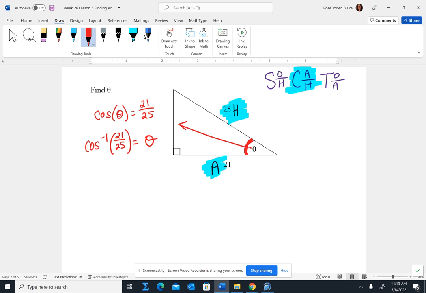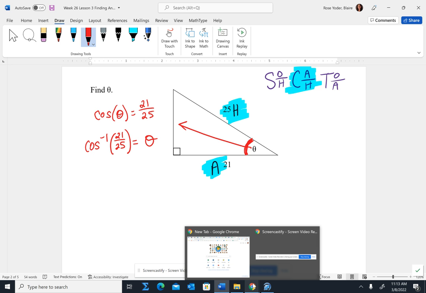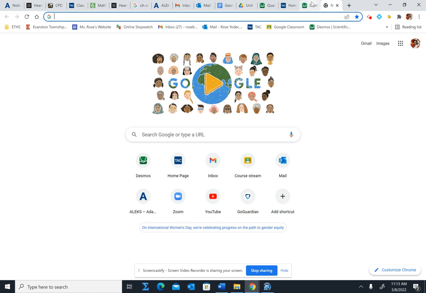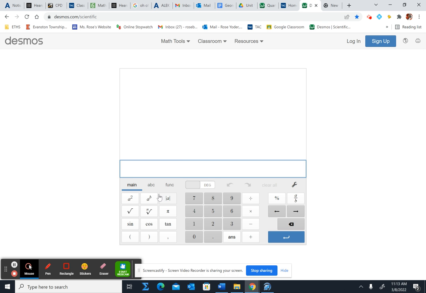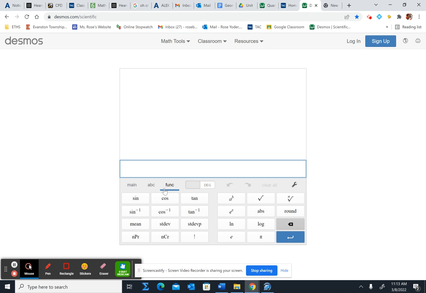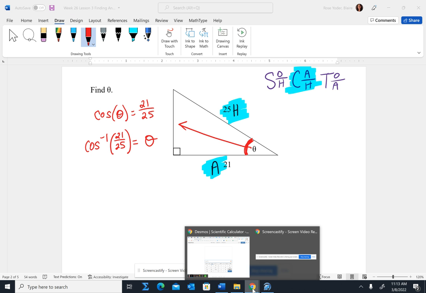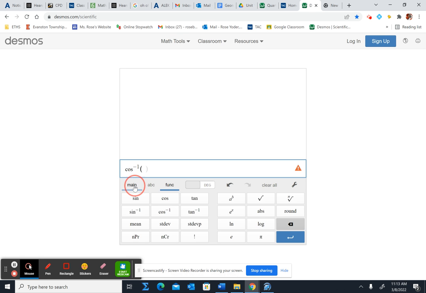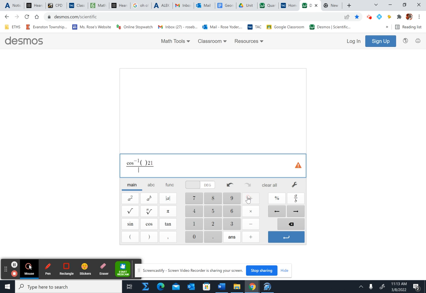So what's cool about these problems is that once you do the setup and you take the inverse, all you do is type that into the calculator and the calculator magically will give you the answer. So let me show you on the Desmos calculator what that looks like. Normally on a regular calculator, you'll hit second cosine. On this one, I had to go to function and then inverse cosine of 21 over 25. I couldn't remember the numbers. Oh, that is not what I meant to type in. It needs to be in my parentheses. 21 over 25. And then I could close the parentheses.